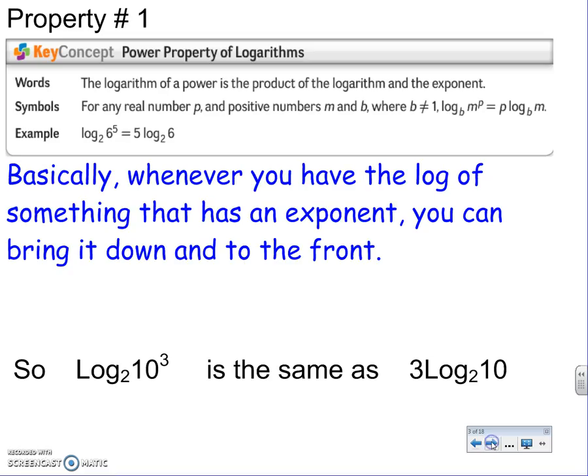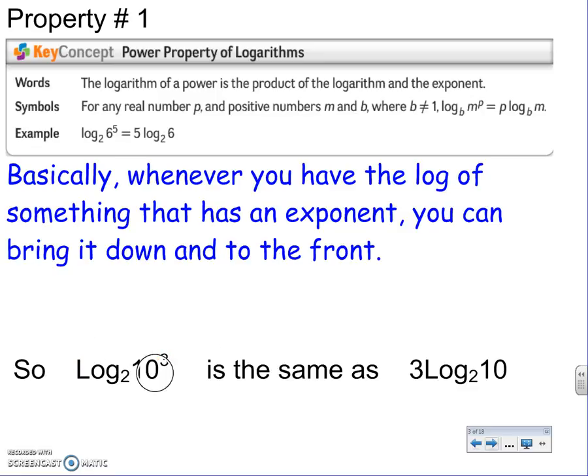So the first property is one you already know. It's called the power property of logarithms. Basically, whenever you have the log of something that has an exponent, you can bring it down into the front, which is the reason why we use logarithms. So log base 2 of 10 to the third power is the same as bringing this 3 to the very front: 3 times the log base 2 of 10.